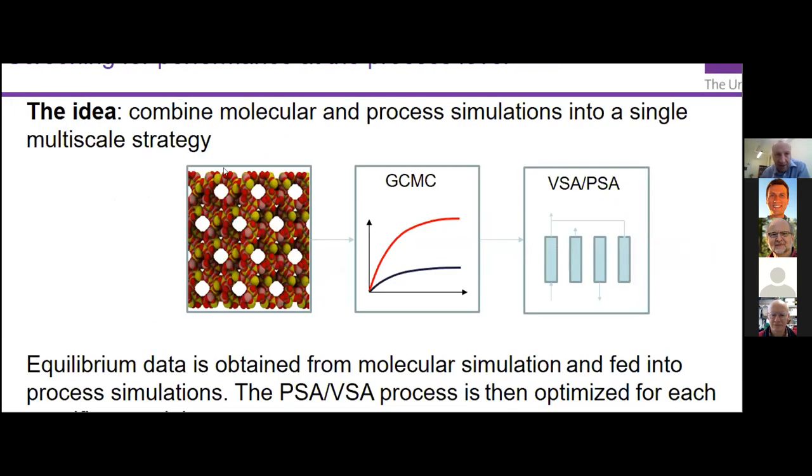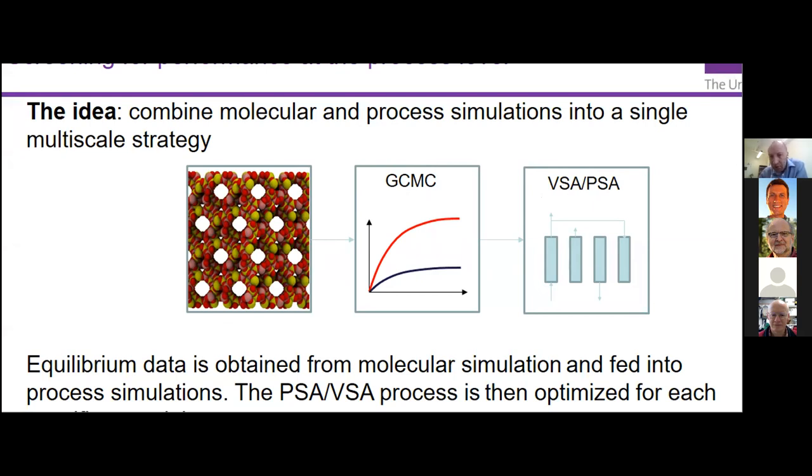That is the concept that is described here, where we start from the crystal structure. We may produce some equilibrium data using molecular simulations. You can produce, for example, grand canonical Monte Carlo simulations. And then this data is fed into the process simulations, imitating vacuum swing or pressure swing adsorption processes. So you can see that the structural characteristics of the material is only one feature of the materials that we need to understand how good it's going to be in the actual process.